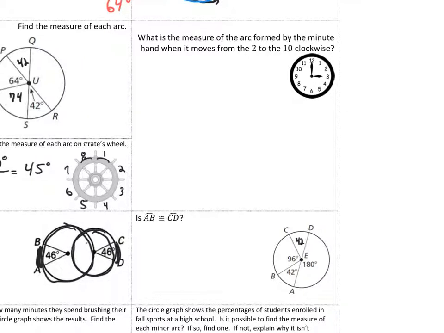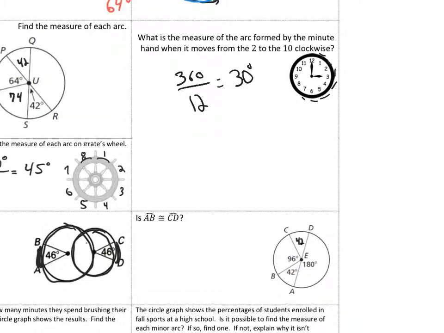All right, now let's go back up to the top right section of your notes, and it says, what is the measure of the arc formed by the minute hand when it moves from 2 to 10? So this is very similar to the pirate wheel problem that we just did. The first thing we have to do is take 360 and divide it by the sections on a clock. We can see that the clock is broken up into 12 hours, so we divide by 12. 360 divided by 12 gives us 30 degrees. So each one of these little sections that I'm marking off here is going to be 30 degrees.